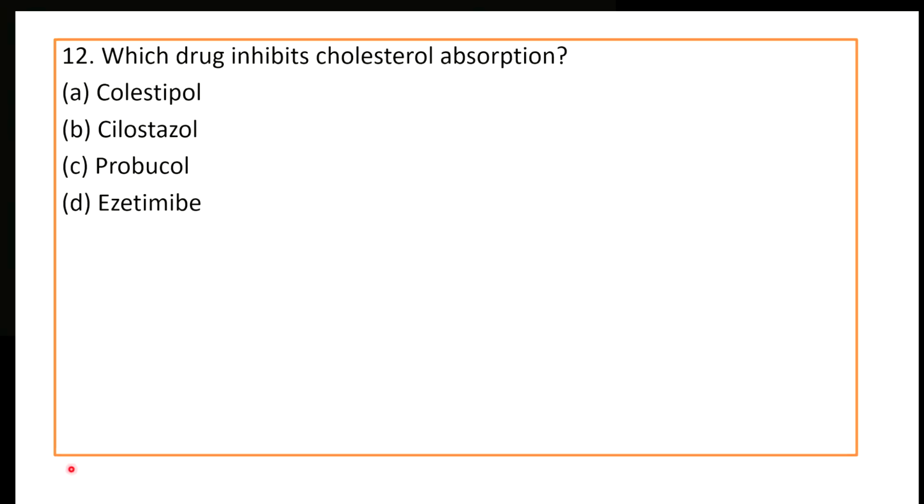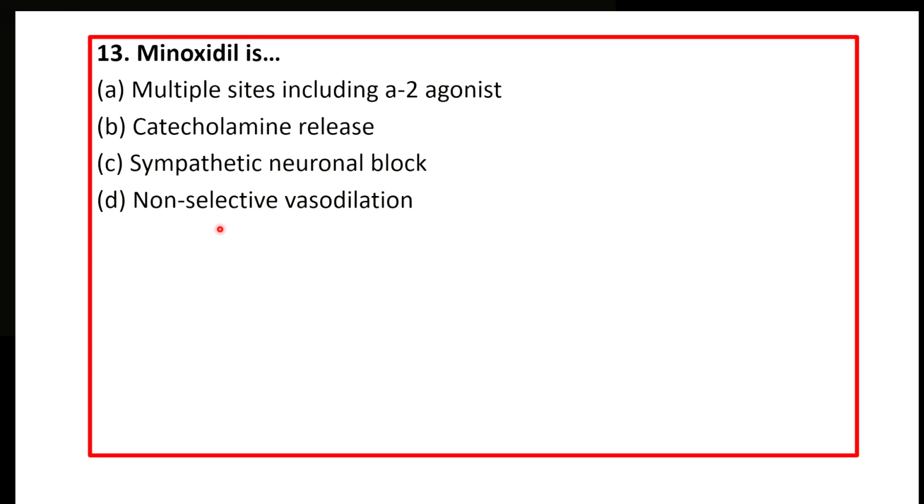Go to the next question, that is which drug inhibits cholesterol absorption? Okay, which drug inhibits cholesterol absorption? Options there are, first option is cholestyramine, second cilostazol, third propofol and fourth one ezetimibe. Yes, think about it. Option number D, that is ezetimibe, is the correct option.